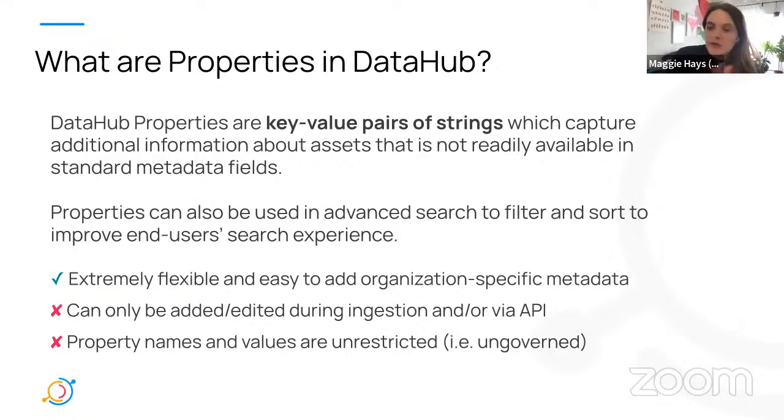The con of it is that they can only be added or edited during ingestion or via our API. And also the names and values are unrestricted, i.e. ungoverned. So it's very easy to get into a garbage in, garbage out scenario.